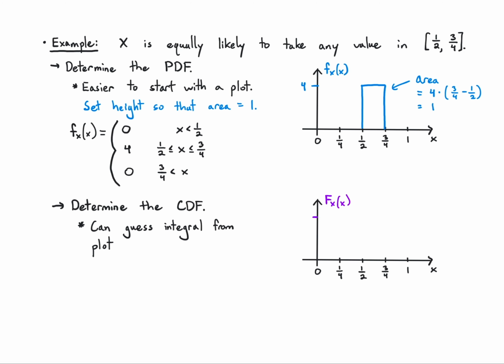Here's the CDF in purple. So I'm looking at the plot. The slope is 0, then it's going to be 4, and then it's going to be 0 again. It's going to be flat. Between 1/2 and 3/4, the slope is going to be 4 because the PDF is actually my derivative.